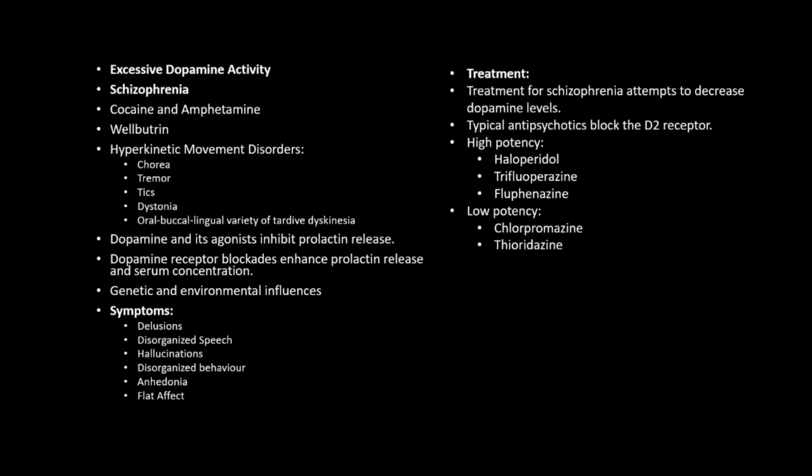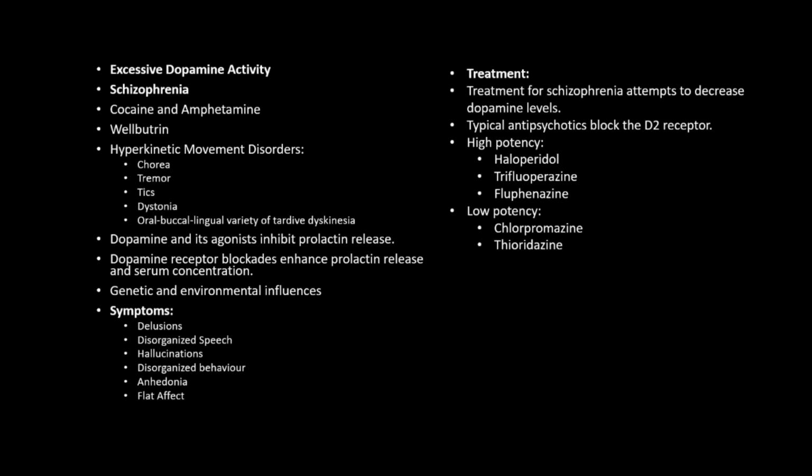Parkinson's disease patients who are administered L-DOPA will often have hallucinations and delusions as a result, despite the fact that they have the deficiency. It can also cause hyperkinetic movement disorders, such as tremor, tics, dystonia, and chorea. Pleasure and even euphoria can be induced by the increase in dopamine activity, and dopamine and its agonists can inhibit prolactin release. Dopamine receptor blockades can enhance prolactin release in serum concentration, however.